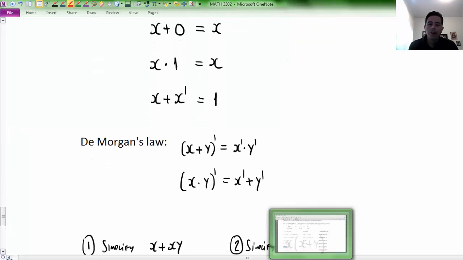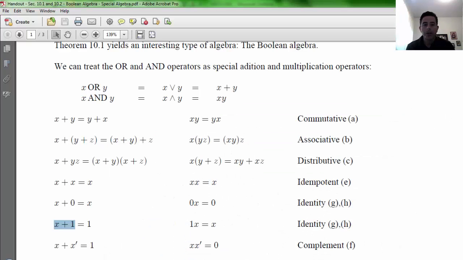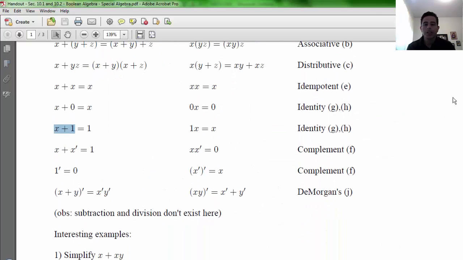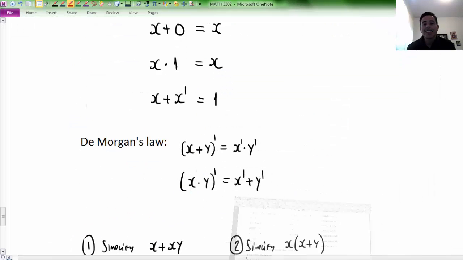Now, Boolean algebra has also an interesting property. It's the last property of the theorem. It's called De Morgan's law. De Morgan's law says that if you negate an addition, then it becomes multiplication of the negations. Okay, that's one way to see it. This reminds us of the negative property.